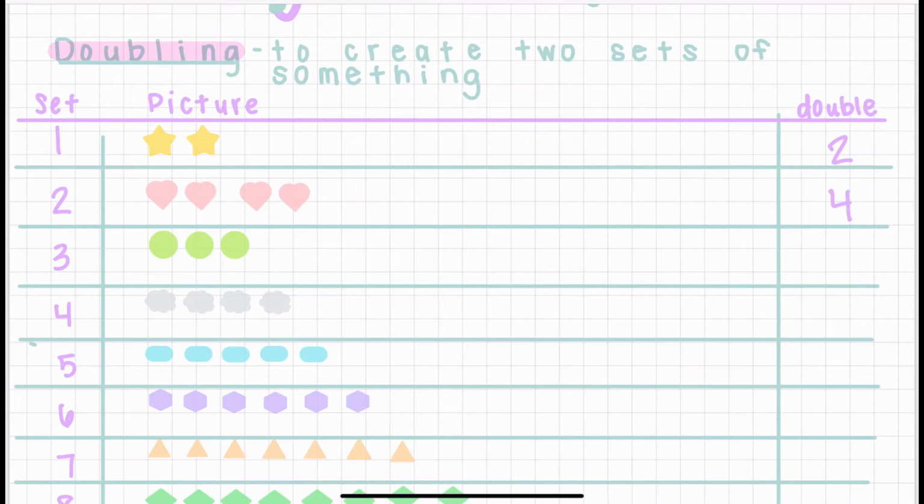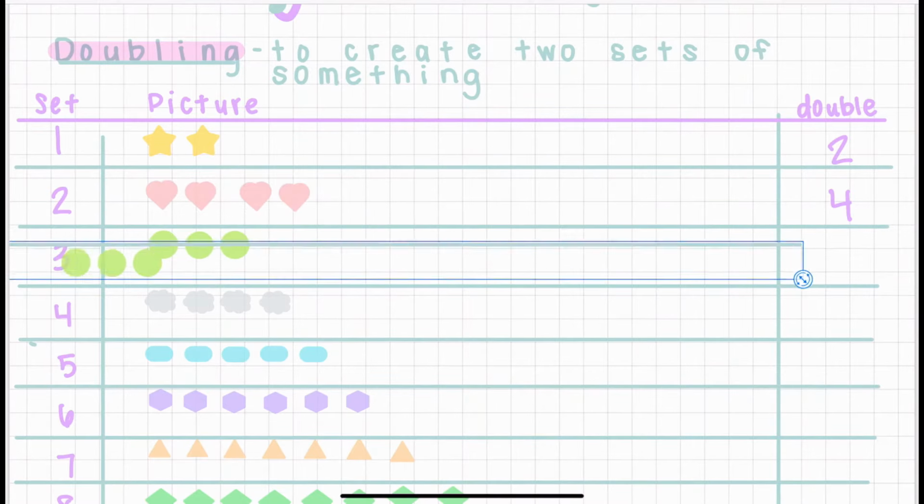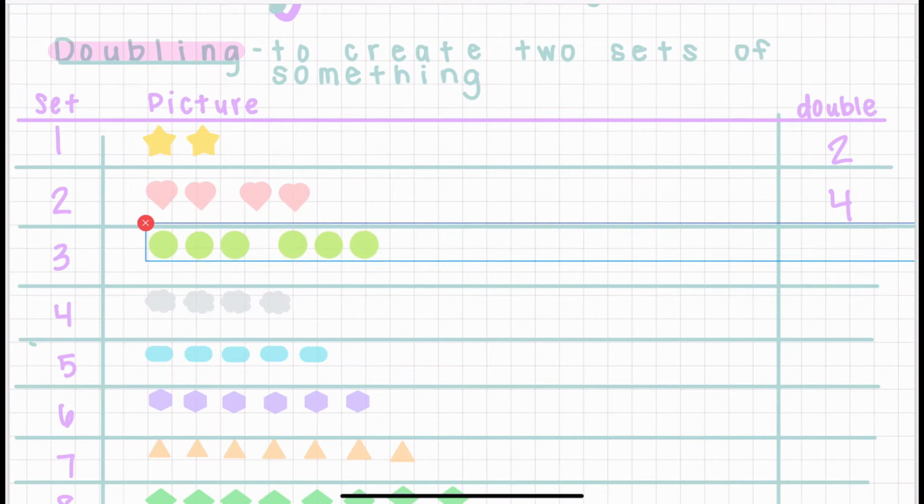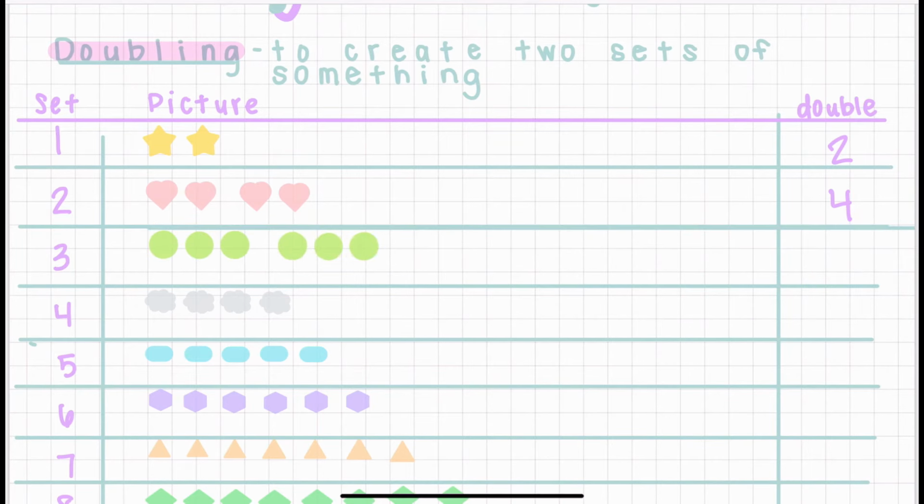So we're going to continue to look at doubling as having 2 sets of something. You can see the 2 sets right here. And I have a total of 6. Okay, so I'm going to speed this up a bit.